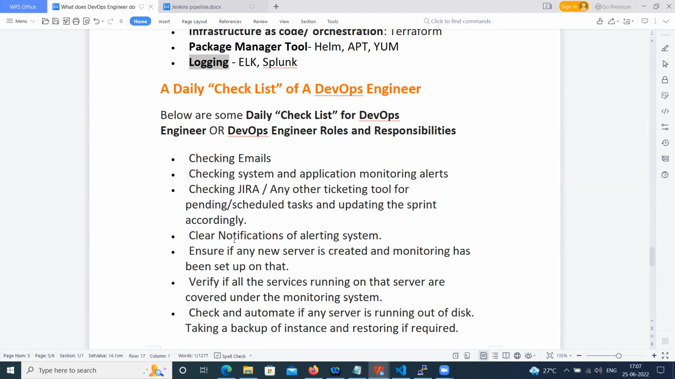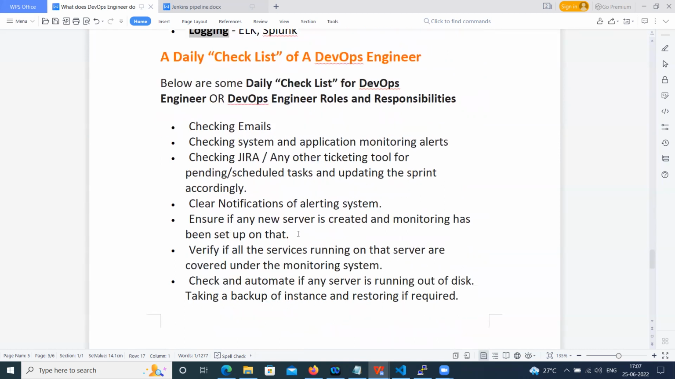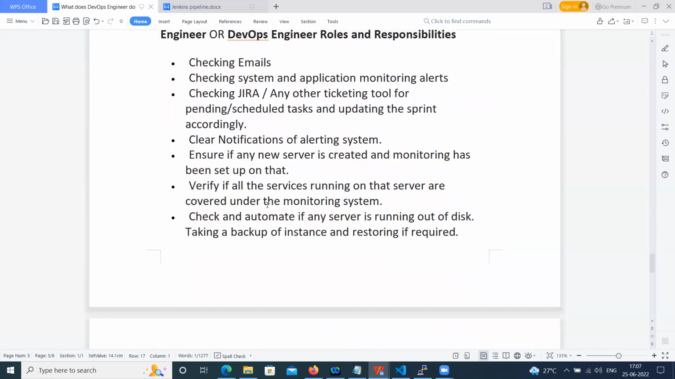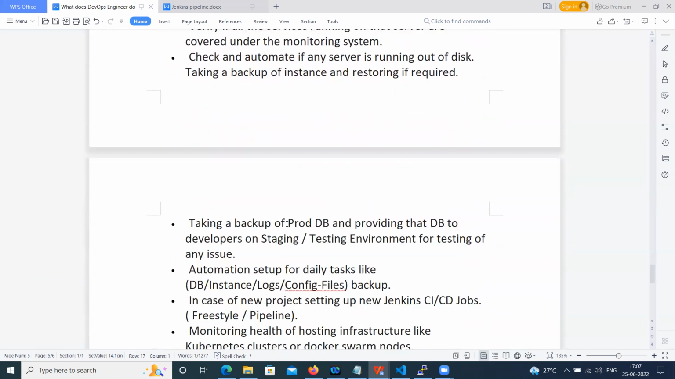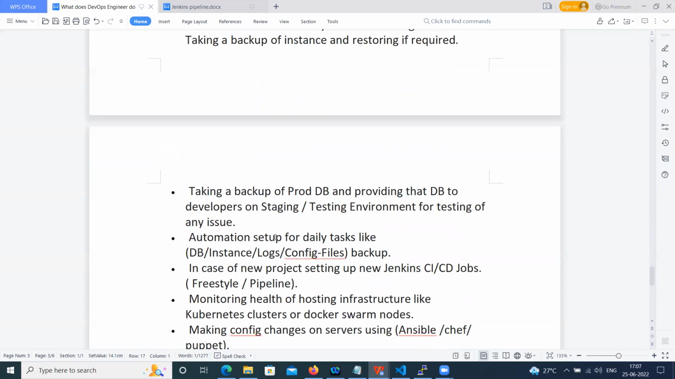Then you should have a clear notification alerting system. Ensure that for any new service created, monitoring has been set up. Verify that all the services running on that server are covered under the monitoring system. Then check and automate if any server is running out of disk, taking a backup of the instance and restoring if required. Next is taking a backup of the production DB and providing it to the DB developer in a staging testing environment for testing any issue. Then automation setup of daily tasks like DB backup, instance creation, modifying, updating, logs, config file backup.